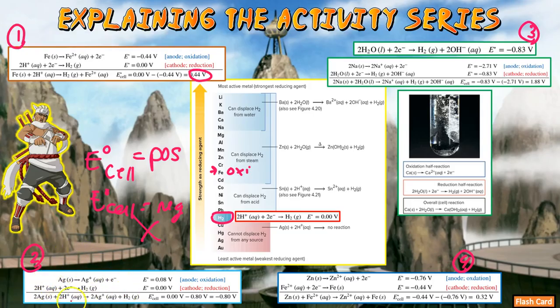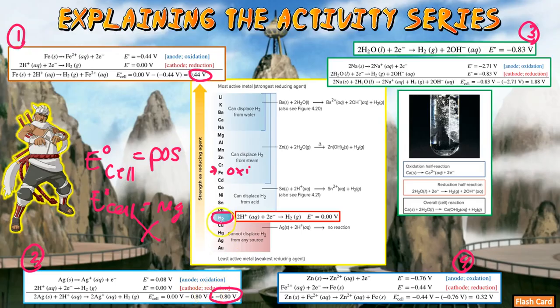So here again, we're going to get our half reaction. It has to be in oxidation. So I'm choosing silver here, and it has a standard half cell potential of 0.80 volts. Of course, the SHE is still going to be 0.00 volts. When I get my overall E of the cell, I get a negative number, so negative 0.80 volts. Therefore, this silver cannot displace H2 from acid.